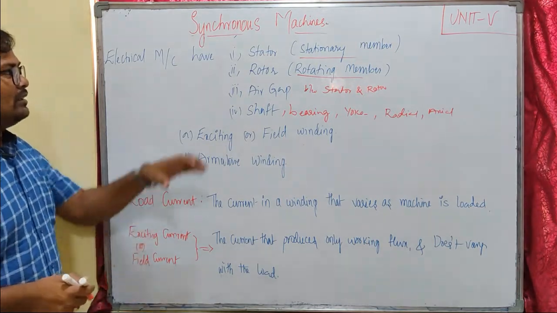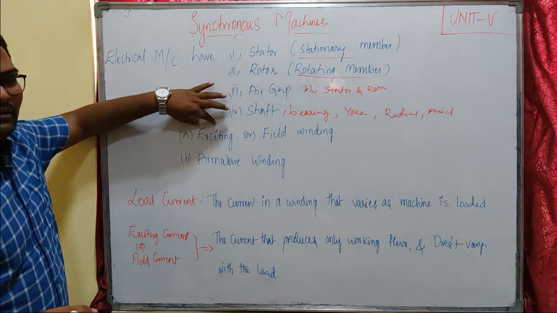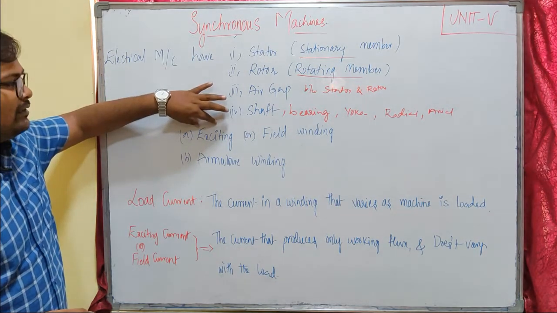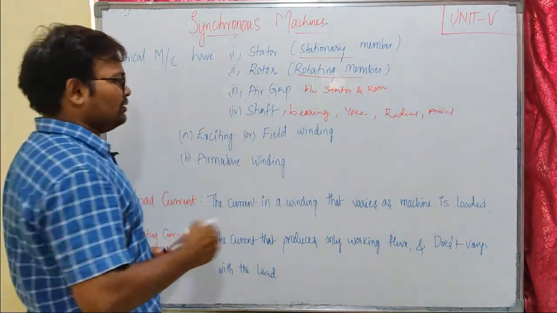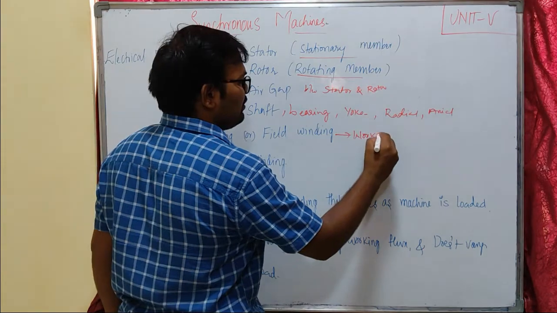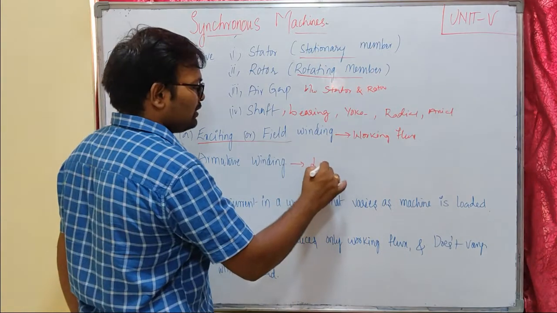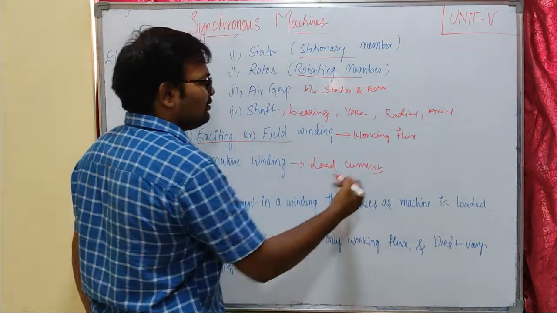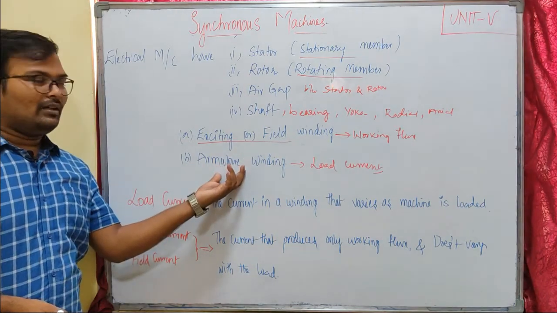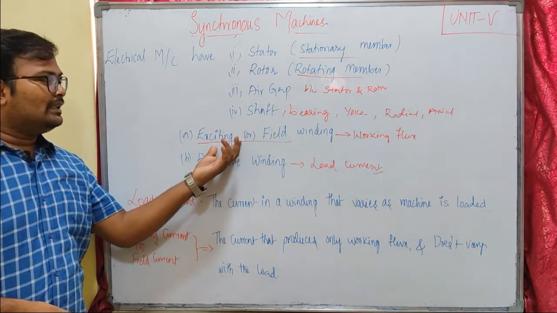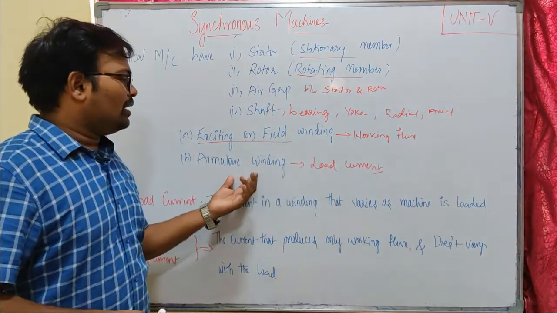Okay, so these are the physical parts that we can see, but there are additional components that our machine possesses: the excitation winding or field winding, and the armature winding. We know that our excitation or field winding will produce our working flux, and the armature winding carries the load current. So we need two windings for operation of a rotating machine, right? One is the exciting or field winding, another is the armature winding. The exciting or field winding is to produce working flux, and the armature winding is to carry load current.